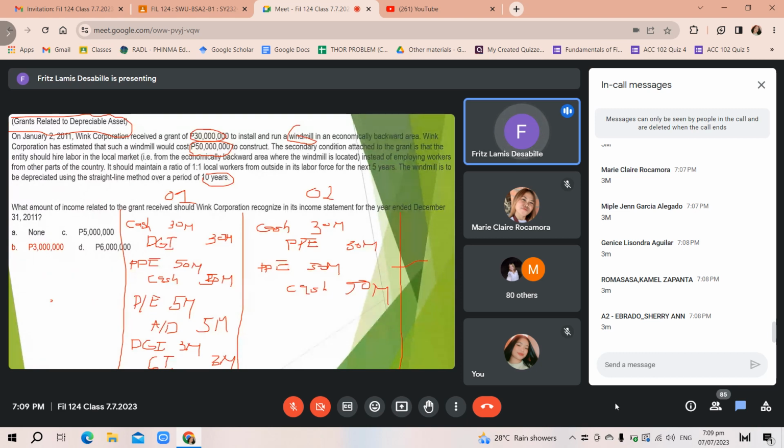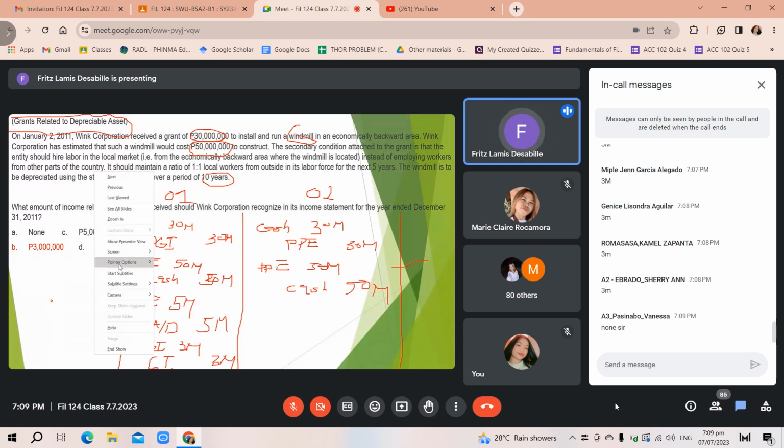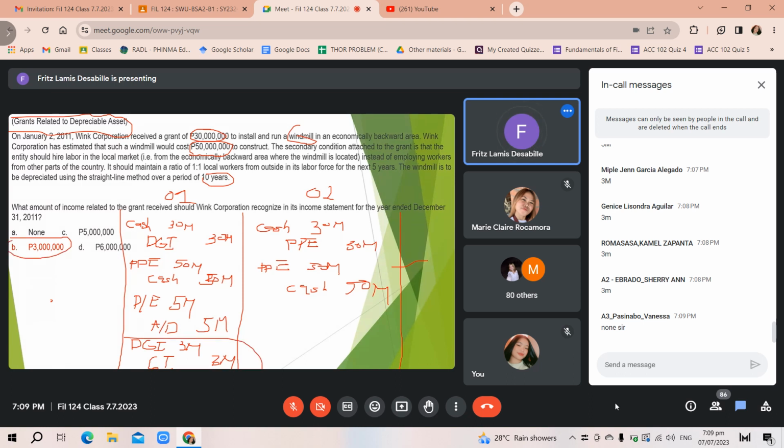Clear na ba guys, may question? Clear na mo sa option 1? Sige. So, question: how much income do we recognize related to the grant in 2011? That is 3 million.